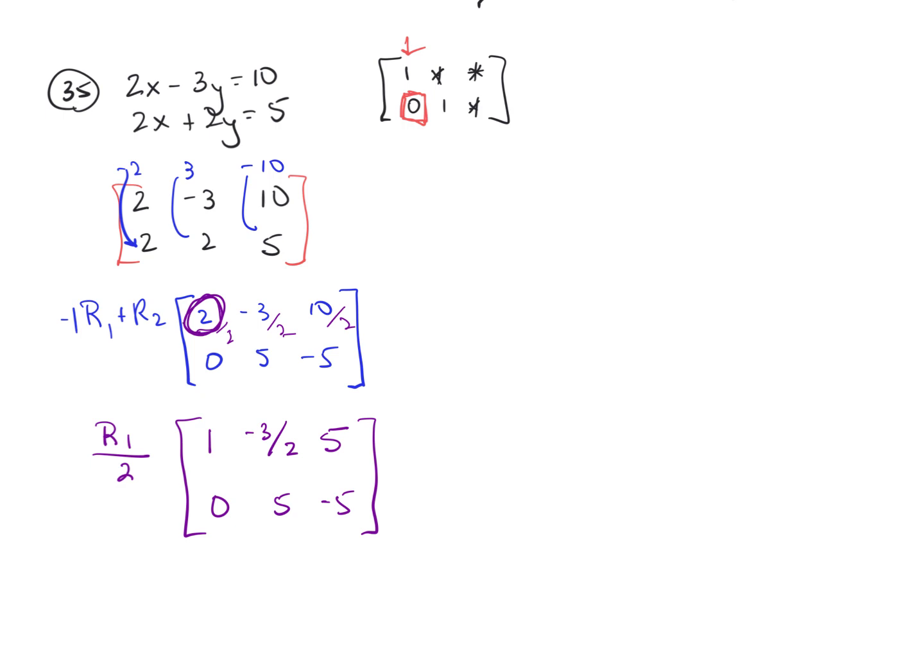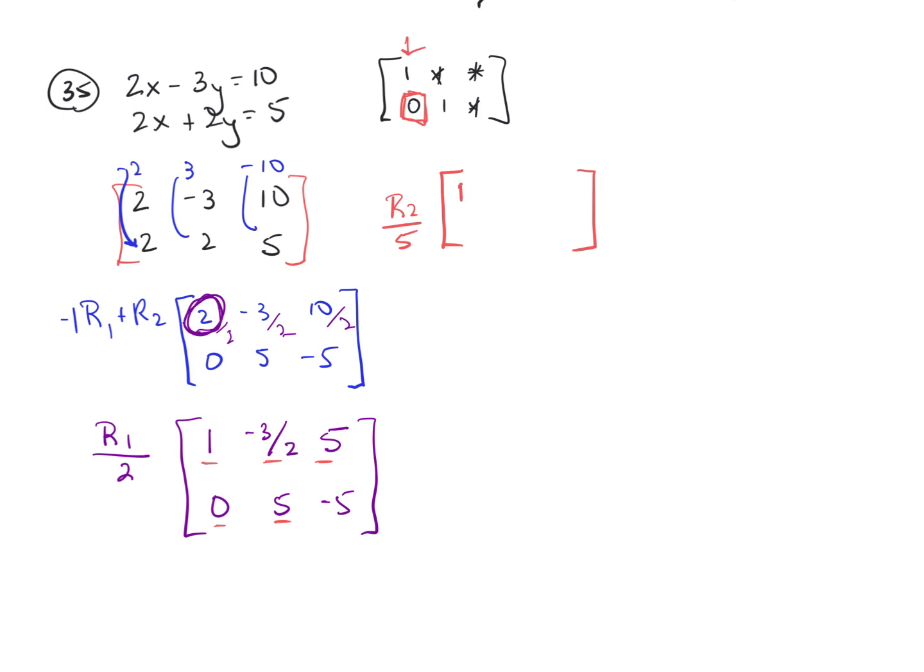Now, -3/2 is a very nice decimal. So if you want to change that to -1.5, feel free. If it is a hideous decimal, please do not do that. All right, last but not least, we're close. I have my 1 and then any number, and I have my 0, but I need a 1 here to be in row echelon form. So like I just said, to make it a 1, we're going to divide by that value. So we're going to take row 2, divide by 5.